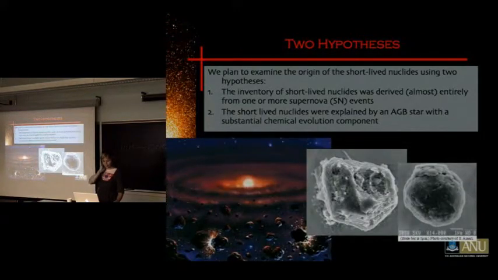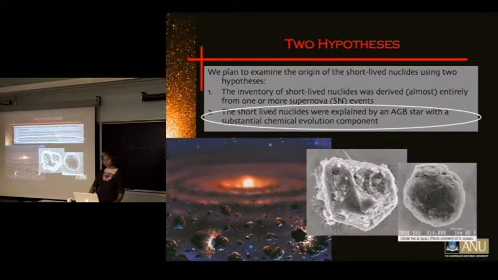So within the stellar nucleosynthesis idea, there are two main hypotheses. The first, possibly the best qualitative match, is that all the short-lived isotopes came from one or more supernovae. However, the one that I'm going to explore in this talk is that the short-lived nuclides were explained by an AGB contribution plus also a substantial chemical evolution component. So if you like, this is what we consider an AGB plus supernova scenario.